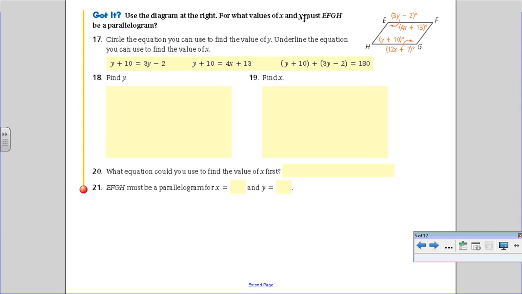Use the diagram at the right: for what values of x and y must EFGH be a parallelogram? So I'd like you to take these now and set up your equations, and solve for x and y. This will be your homework assignment for this section. All you need to do is walk through the steps to get there, and we will discuss this problem tomorrow in class. That is all on this section when we talk about the congruencies and proofs of parallelograms.